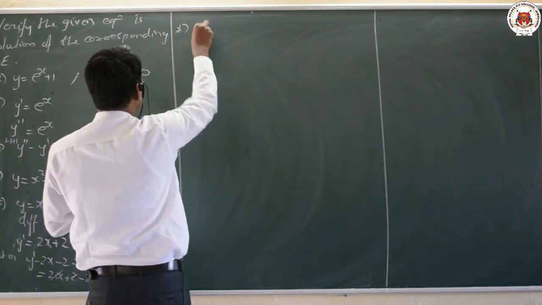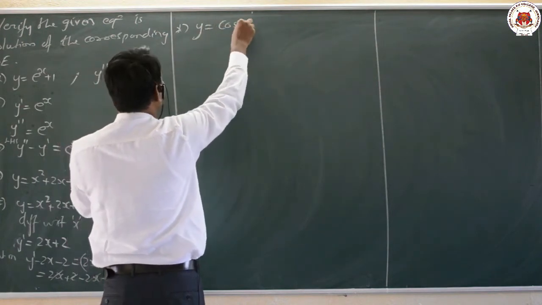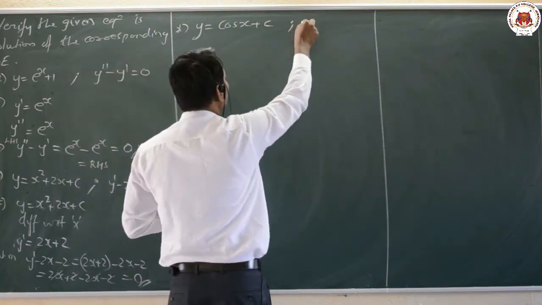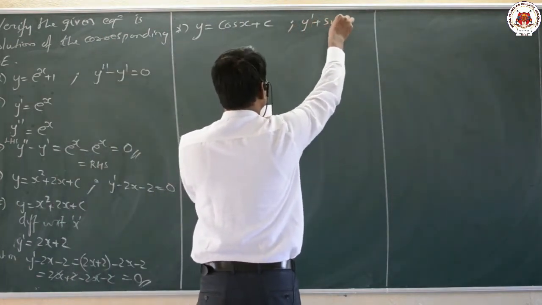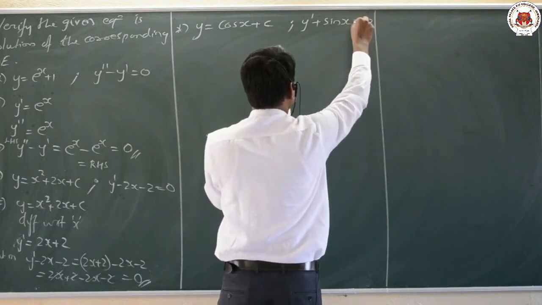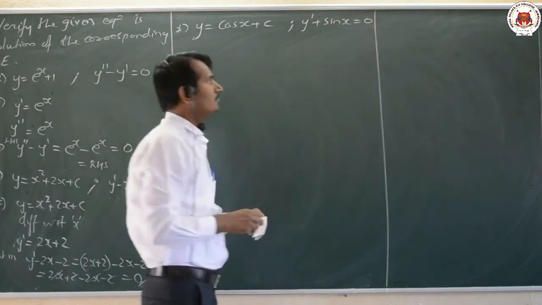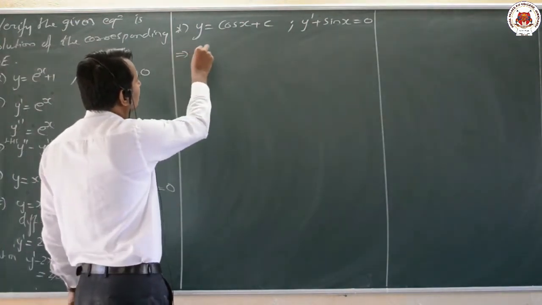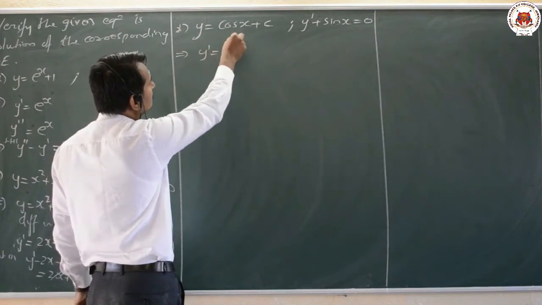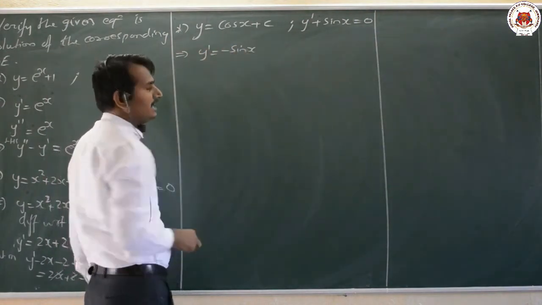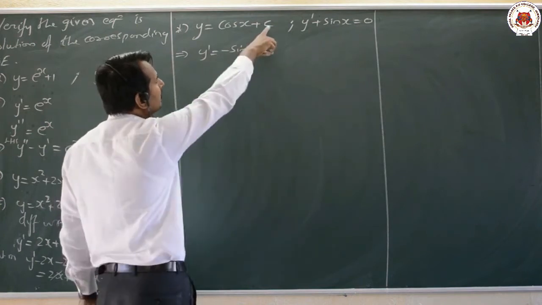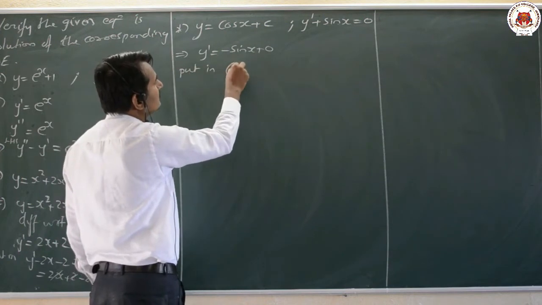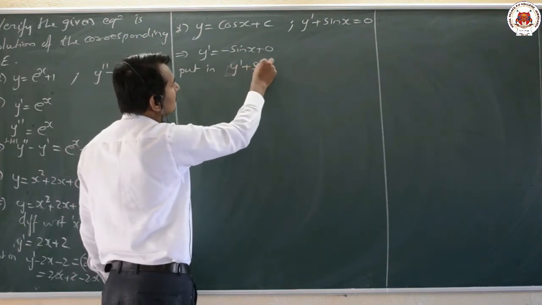Next we shall move on. That is y equal to cos x plus c. Whether it is a solution of y dash plus sin x equal to 0 or not. Now here what we have to do is differentiate: y dash, the derivative of cos x is minus sin x, and the derivative of plus c will be 0. So you put this value in y dash plus sin x.